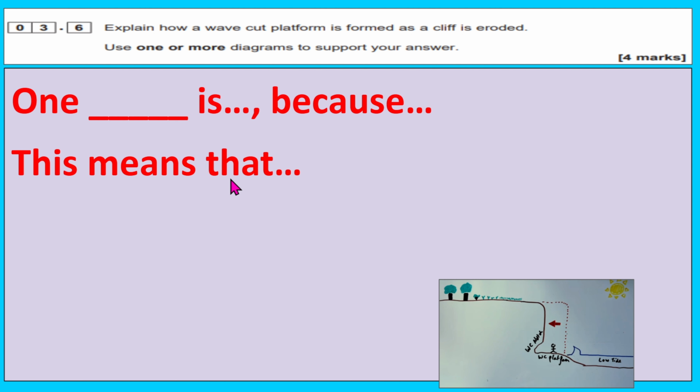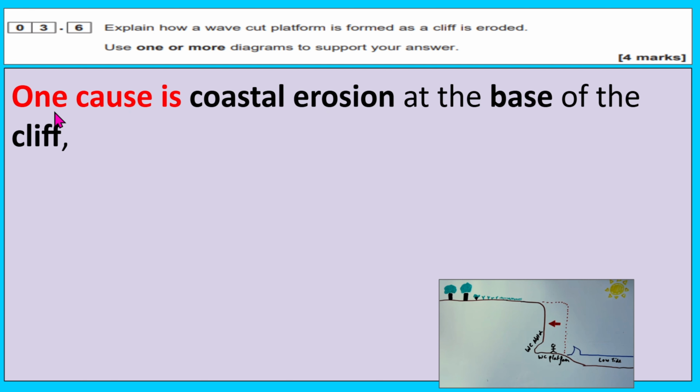And so I'm going to need to create 3 marks through my writing. It's an explain question, so "because" or "this means that" generally fits in here. So let's see what can get us the marks. One cause is coastal erosion at the base of the cliff. This is the start of the process, isn't it? Coastal erosion is causing it, base of cliff. That's really my point, and it's going to get me definitely 1 mark.